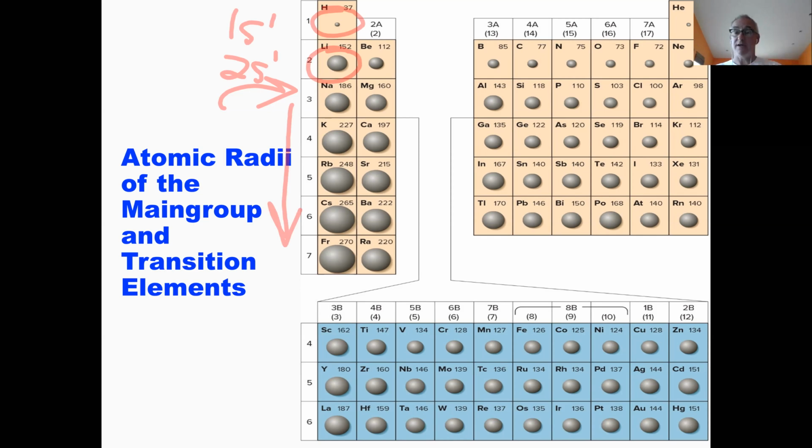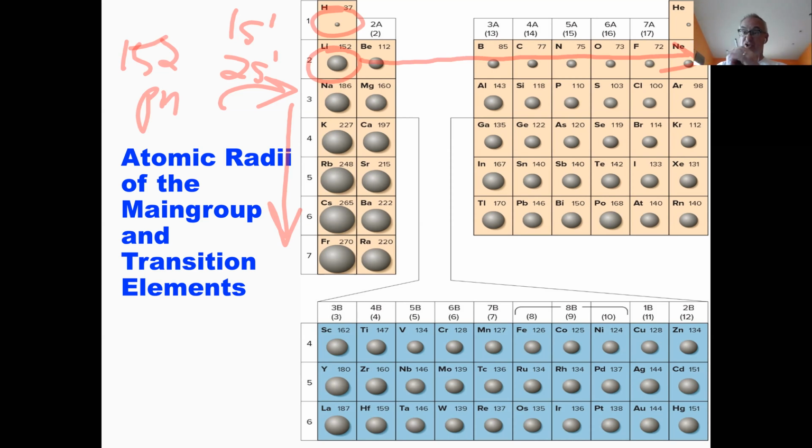But look what happens as we go across. So let's look at lithium here. Lithium is 152, and these are picometers in size. And we just go across. So we're just adding a proton, adding a proton, adding a proton, till we get to the end of that period. And notice as we go across, those atoms get smaller and smaller until we get to neon. Neon is the smallest. It's only 71 picometers in size.